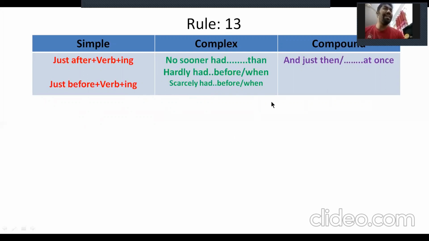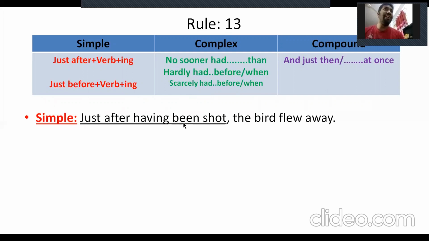You have seen that at Rule 11, we have explained a same kind of rule. So at Rule 11, we had as soon as in the complex. Now we are having no sooner had or similar structure in the complex. So the two sentences, the sentence at Rule 11 and at 13 may seem almost like the same. So the changing is not too much difficult. I guess you will understand it very well.